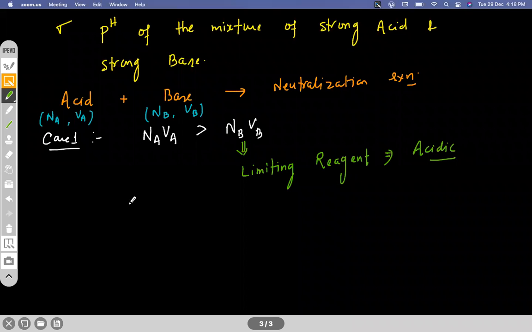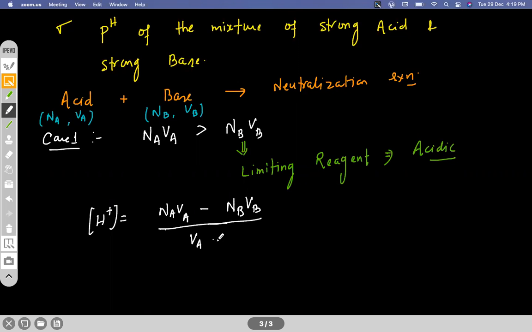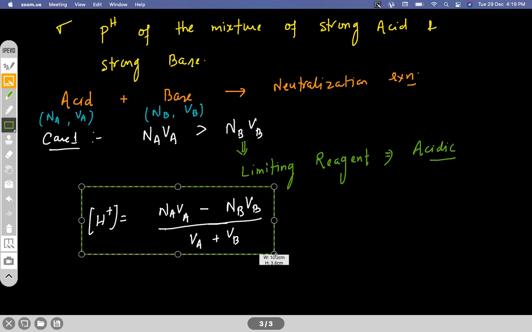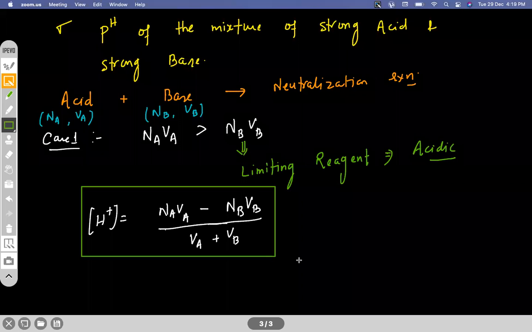And when the mixture is acidic, we'll get the H plus concentration as the number of equivalents of acid, that is NaVa, minus the part which gets neutralized. We know the number of equivalents which get neutralized is equal to the number of equivalents of base, because equal equivalents react. This amount of H plus you'll get, divided by the total volume, Va plus Vb. So this is the formula of H plus, and that is what we need to know. Once we have the value of H plus concentration, we can substitute it in the pH formula and get the pH of the solution. Is it clear? Any doubt?